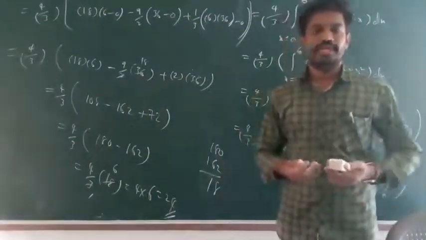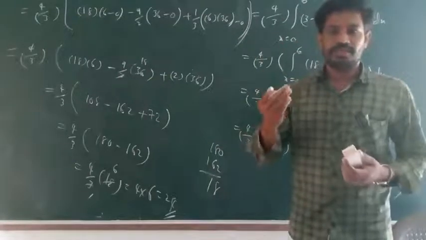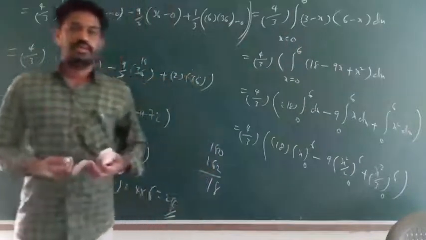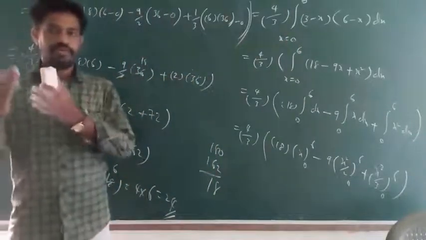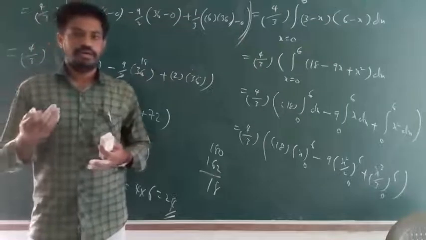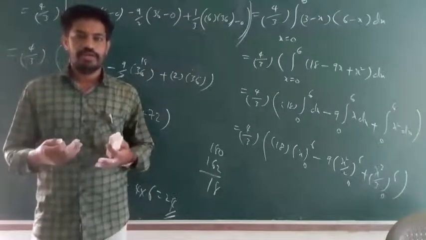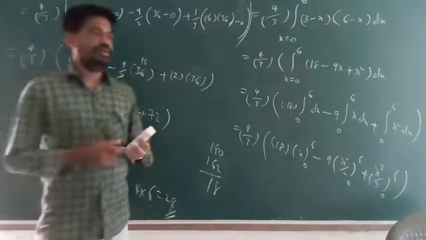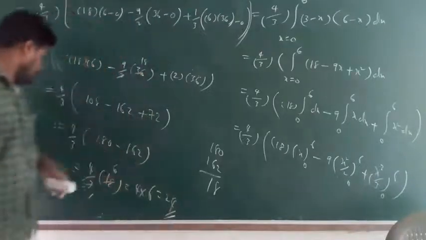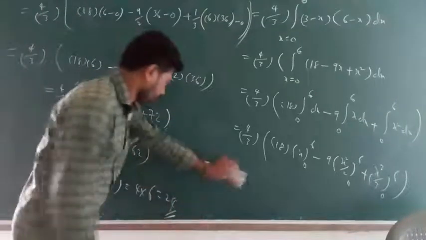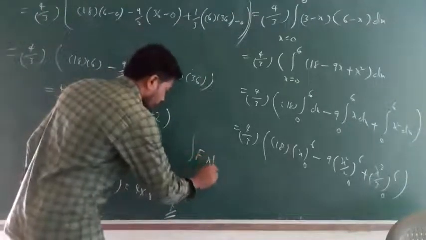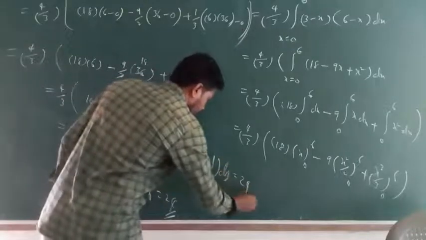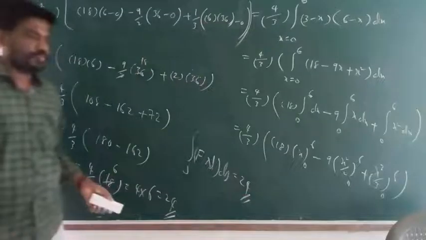So the main important things are the limits and the process. First, select the given f term and the unit normal n, capital N equal to del phi by mod del phi. Find the del phi value and mod del phi, and substitute the n value in f dot n. After that, select the limits, which is very important. So this is the final integration of f dot n ds, which is equal to 24. So this is the process.